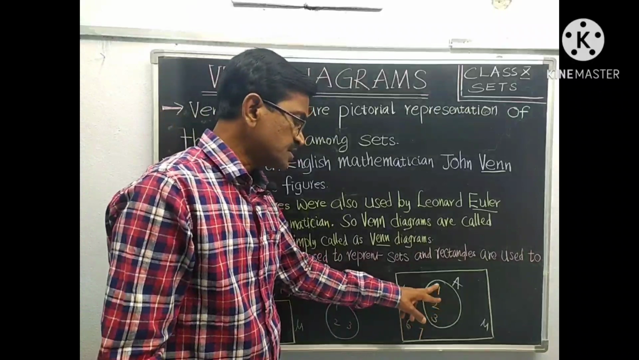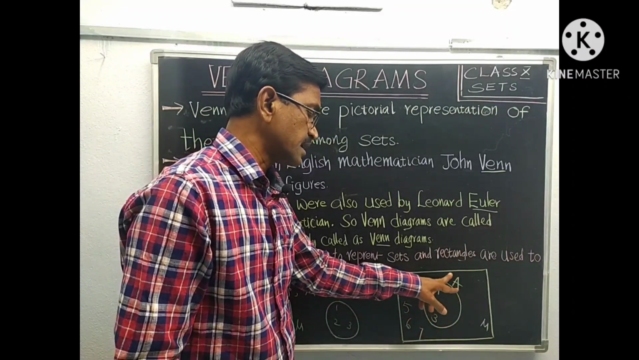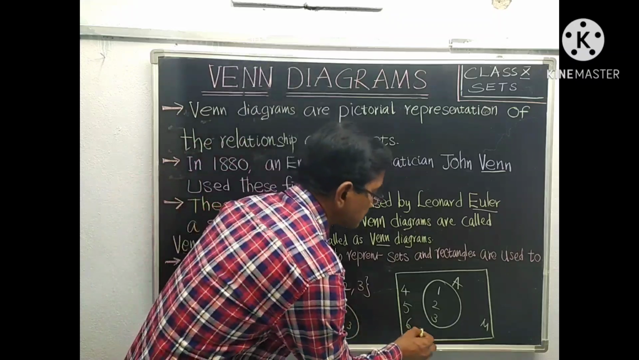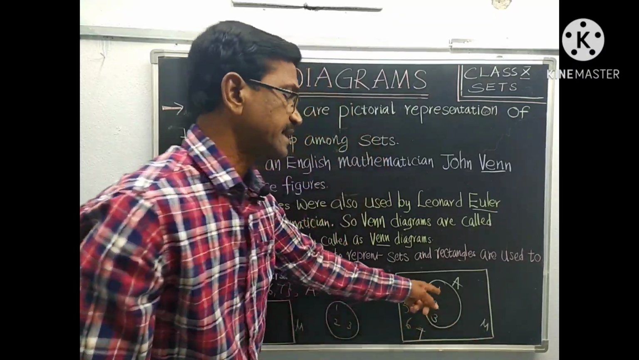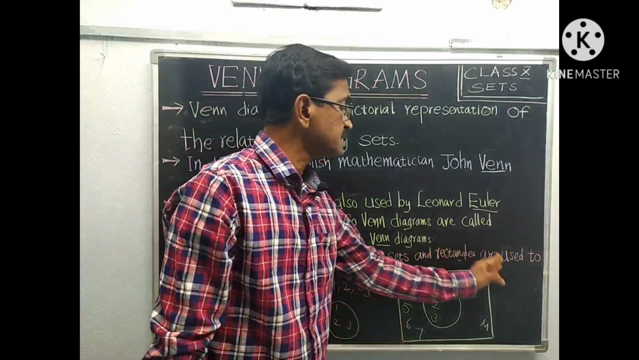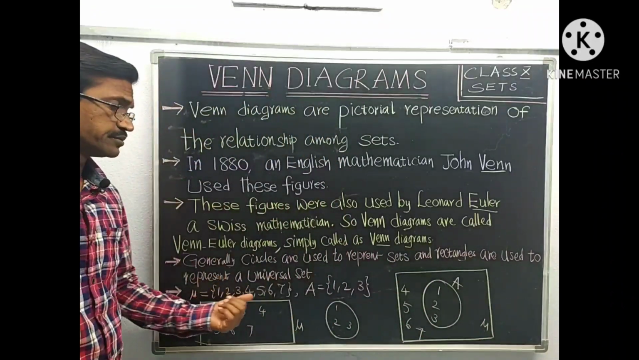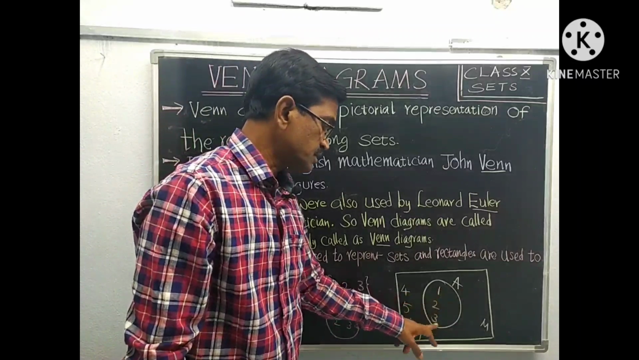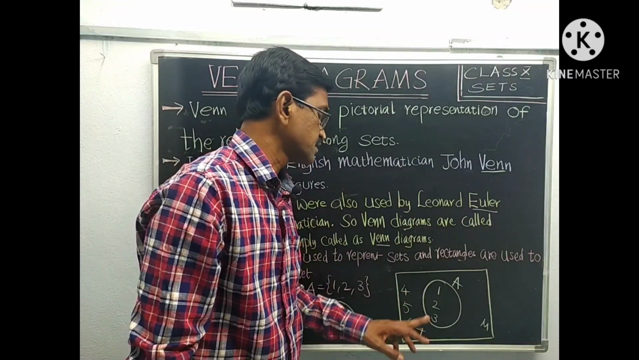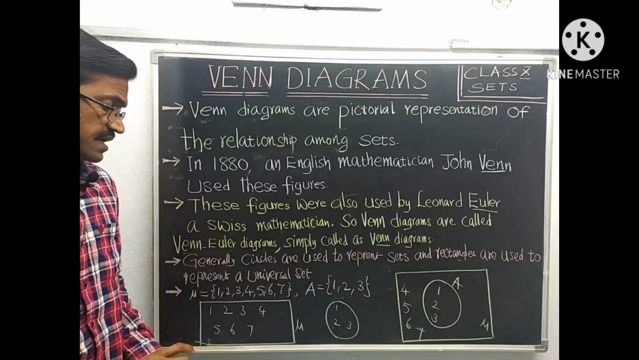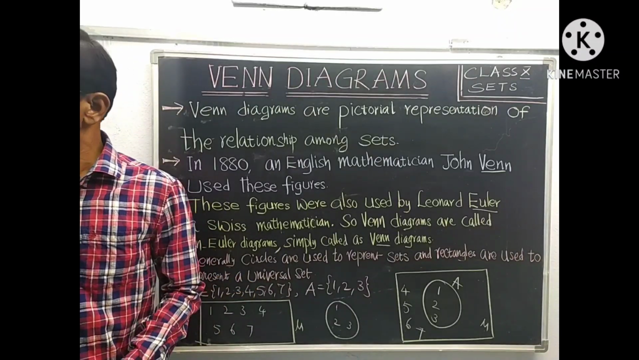1, 2, 3 also belong to A and also belong to μ. 4, 5, 6, 7 belong to only μ but not A. If you take all the elements together, we get the elements of μ: 1, 2, 3, 4, 5, 6, 7. These are the elements of μ. In this way, represent Venn diagrams.